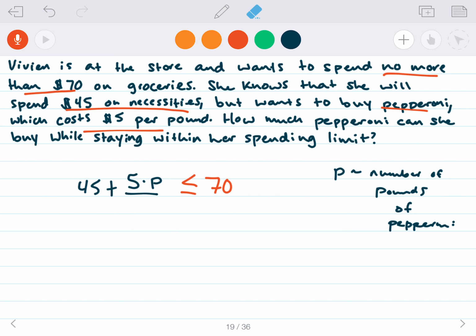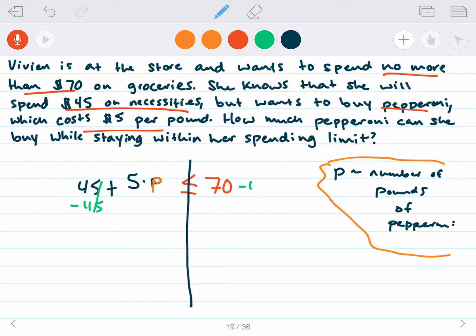So does this make sense? Well, yeah. The left side, so this expression right here, 45 plus 5P, that's what she's going to be spending on groceries. She wants this to be less than or equal to 70. She doesn't want to spend any more than $70 on groceries. All right, so let's go ahead and figure out what P is. Now, we can solve inequalities just like we solve equations. We can draw a line through and just isolate the variable, which in our case is P. So that's going to be our pounds of pepperoni. So I'll start by isolating P by subtracting 45 from both sides.